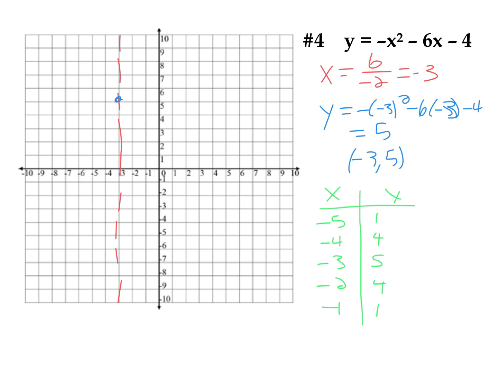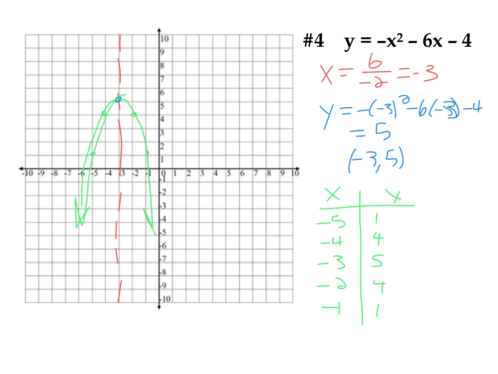Okay, so I'm going to start with -5, 1. All right, then I've got -4, 4. Then my vertex I already graphed, -2, 4 right there, and -1, 1 right here. And then I'm going to draw my parabola, a smooth U-shaped curve going through those points, and there's my graph.